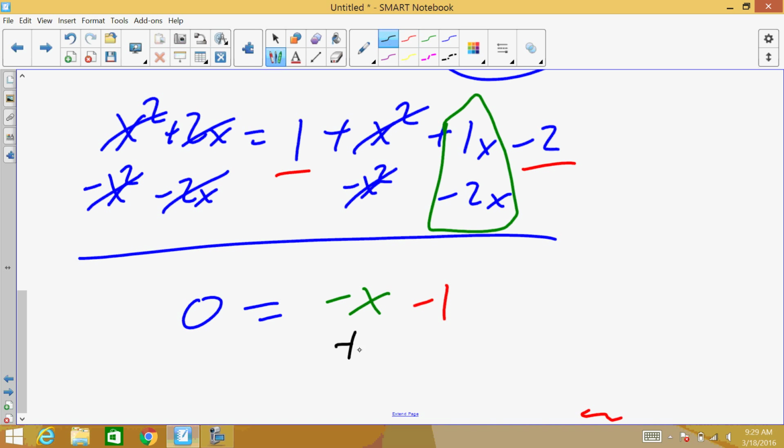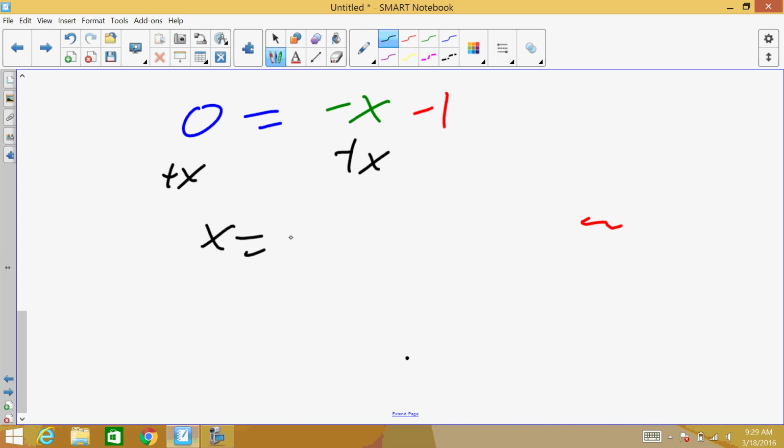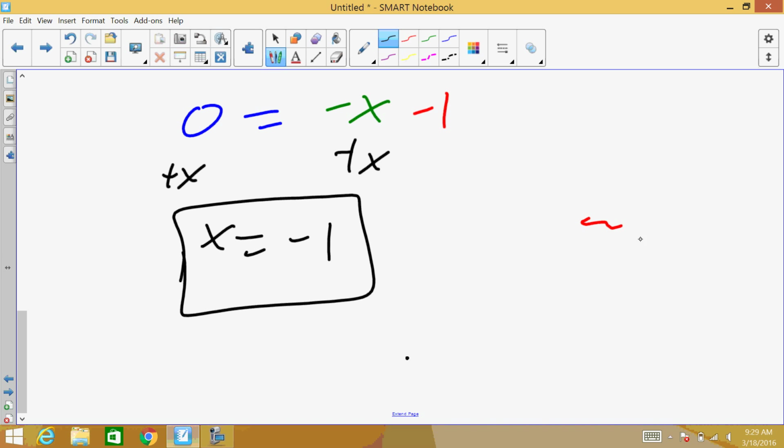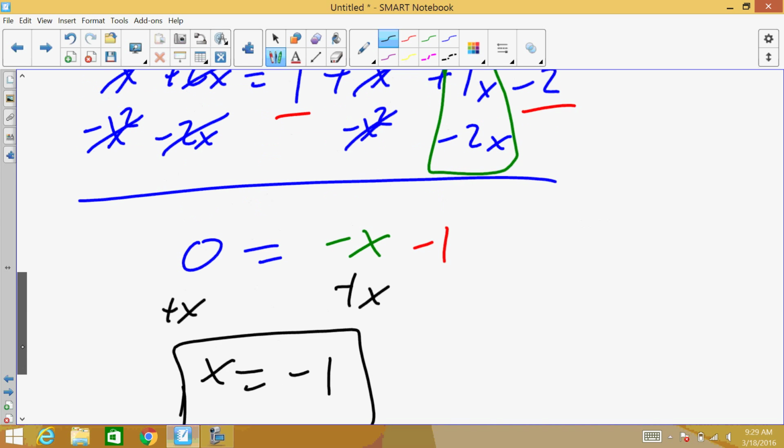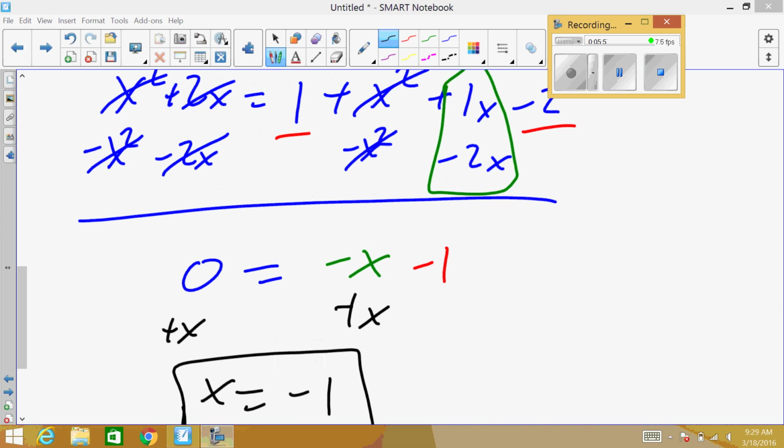So I'm going to add x to both sides. So I get a positive x. x equals negative 1. Alright, so there's one option with our common denominator, multiplying both sides by our common denominator. We will do another method in a second video.